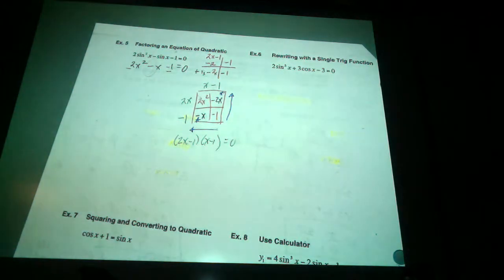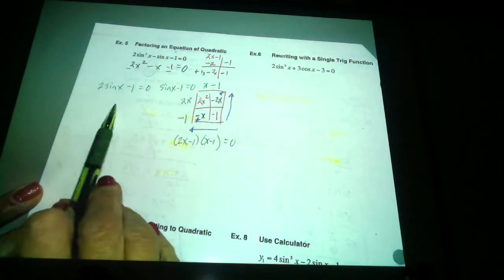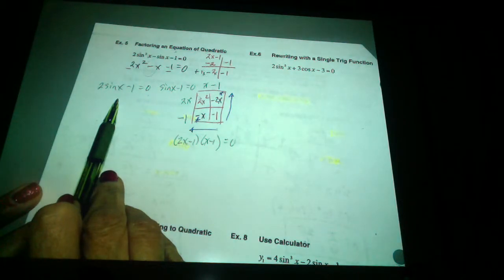So I'm going to swap out the x for sine of x. So I really have 2 sine of x minus 1 equals 0, and sine of x minus 1 equals 0. So then solve. Here I'm going to add 1 and divide by 2. So I get sine of x is equal to 1 over 2. Here I'm just going to add 1. Sine of x is equal to 1.